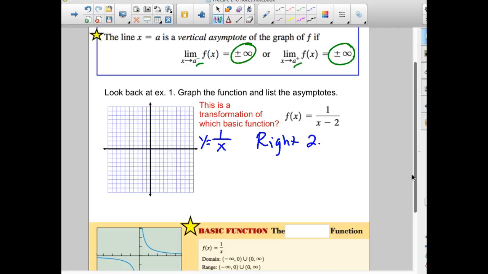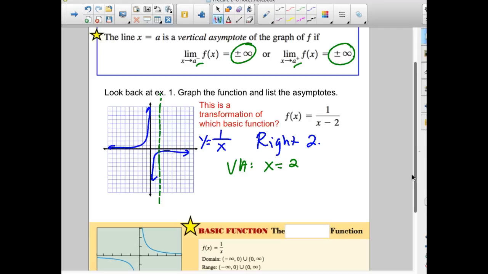Okay, now, our basic function, 1 over x. Do you guys remember what it looks like? Yes, it has 2 branches. So normally it would look like this. Yes? We just want to shift that 2 to the right. So we're going to have that vertical asymptote at 2. Make sure you put asymptotes as equations, so x equals 2.